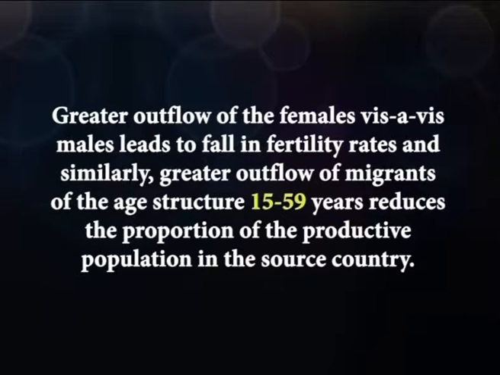Greater outflow of the females vis-a-vis males leads to fall in fertility rates, and similarly greater outflow of migrants of the age structure 15 to 59 years reduces the proportion of the productive population in the source country. Both of these trends have their own socio-economic implications. So, it is important to look at the age structure and gender composition of international migrants from India.